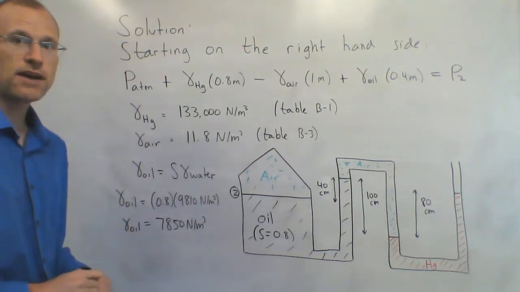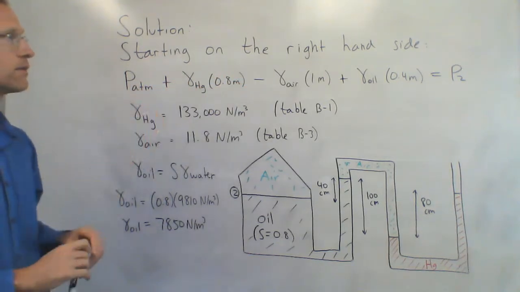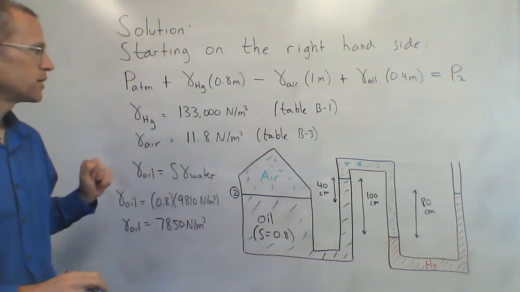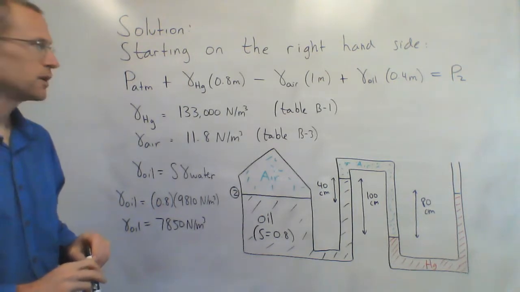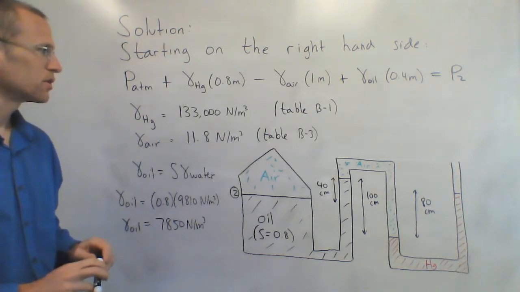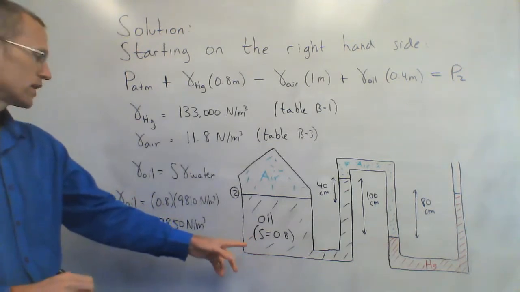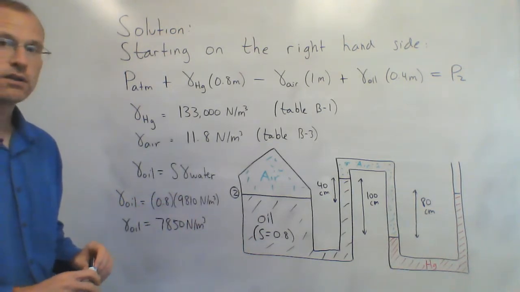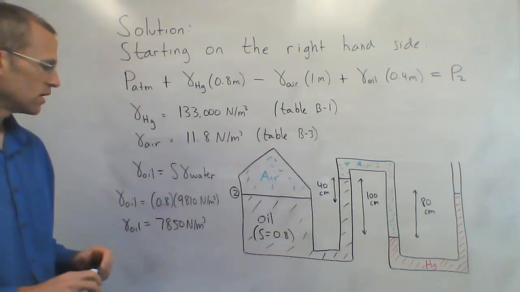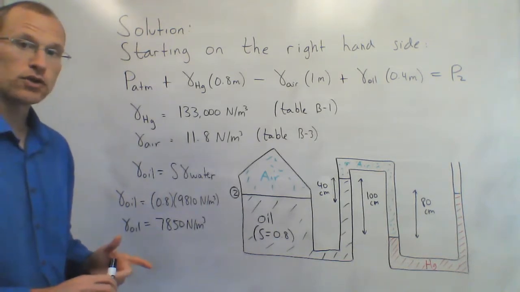Now to stick in my values, I need the specific weights. That's essentially all I have left in this equation to find P2. The specific weight of mercury, I can find to be 133,000 newtons per cubic meter. The table's in the back of the book. Similarly for air, 11.8 newtons per cubic meter. Then for oil, I know the specific gravity, which I can relate to the specific weight of water. So for the oil, it's S times that of water: 0.8 times 9,810 gives me 7,850 newtons per meter cubed.